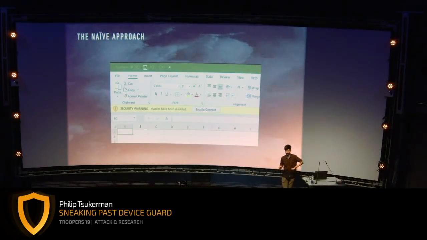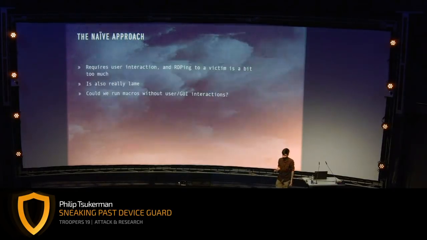Like, I'm going on easy mode, I'm not doing lots of real vulnerabilities, but this is too much. Like, you have to actually click the enable content stuff, and well, no, that's too lame. So even if you RDP to a machine, still, it's a bit too much. So could we actually run macros from a post-exploitation scenario without going through this whole protected mode stuff? And well, I'm speaking about this, so probably yes.